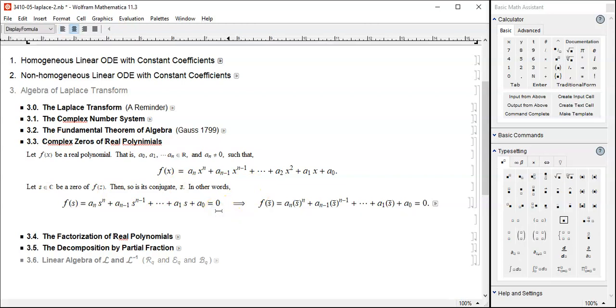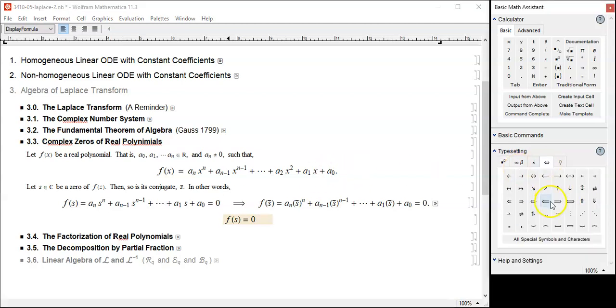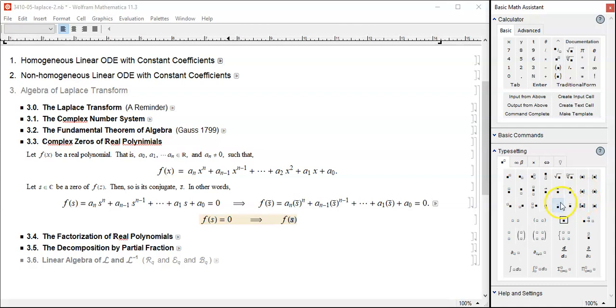So what do we prove? If f of s is equal to 0, then f of s bar is also 0. That's what we have to prove.